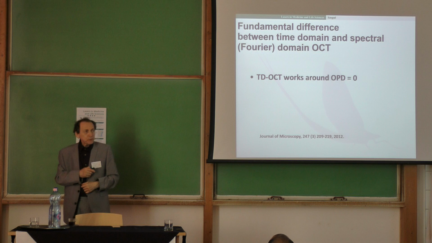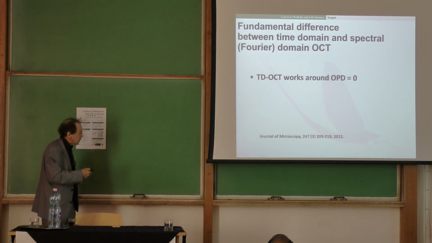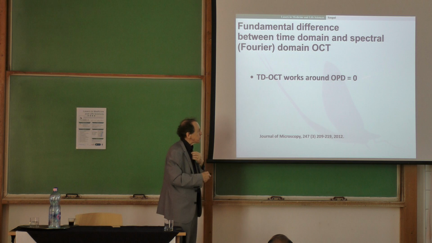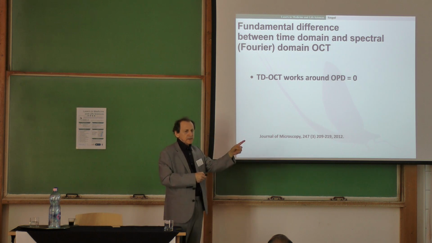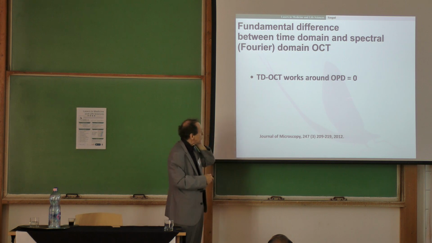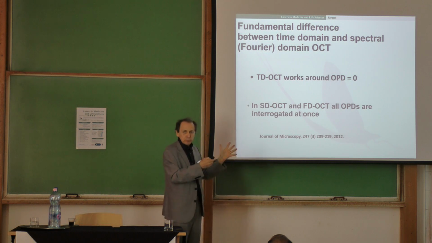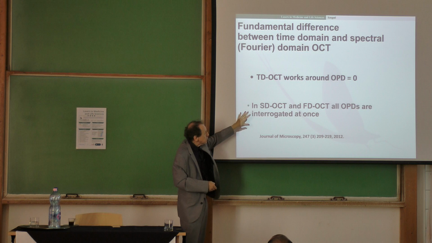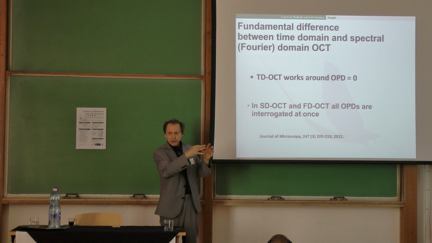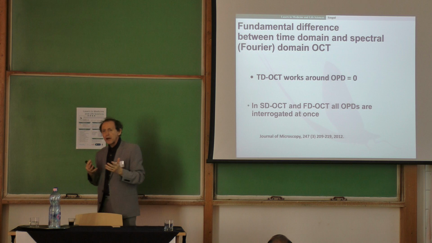More on the difference between these principles is, as I already explained, the time domain works around optical path difference 0. You obtain a single signal only from that depth where the scattering center is at a length which matches the length from the reference mirror, so the optical path difference equals 0. While in the spectral domain and Fourier domain, those two principles, which are most used today, practically all those layers produce that modulation in spectrum at once. So that's why the spectral Fourier domain are more used.